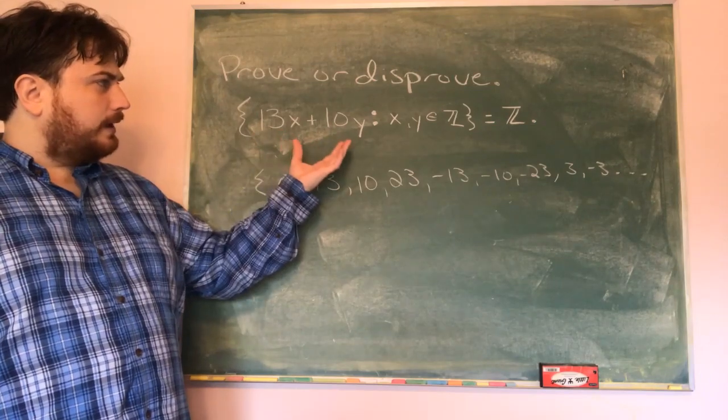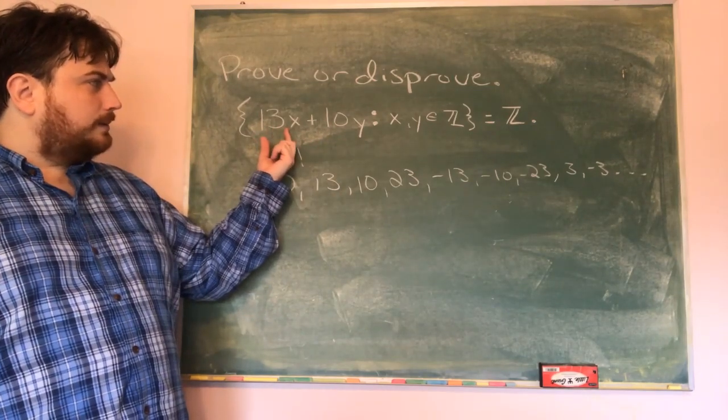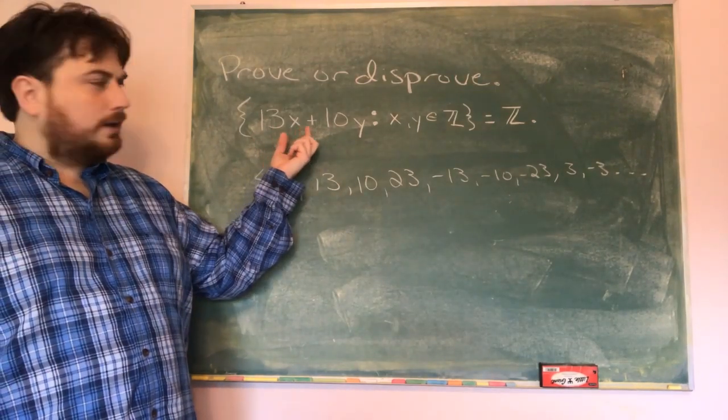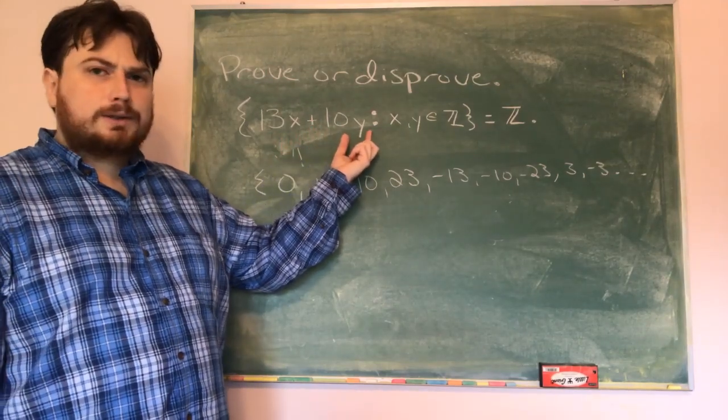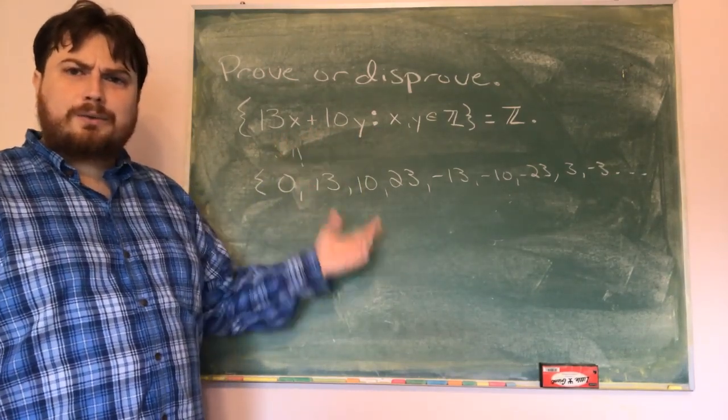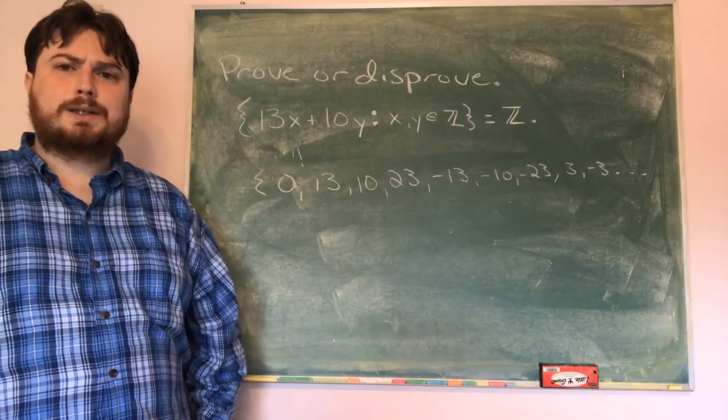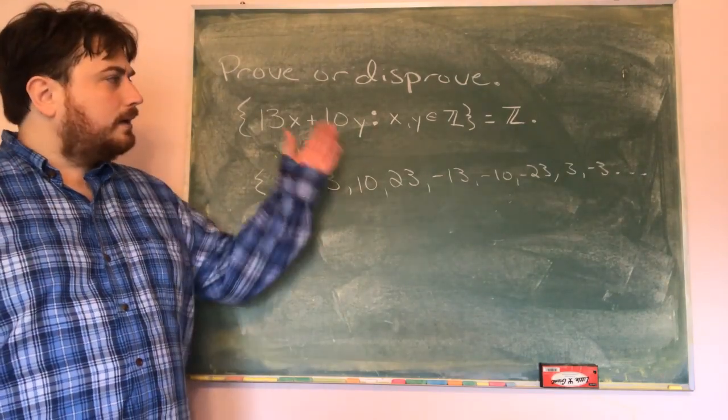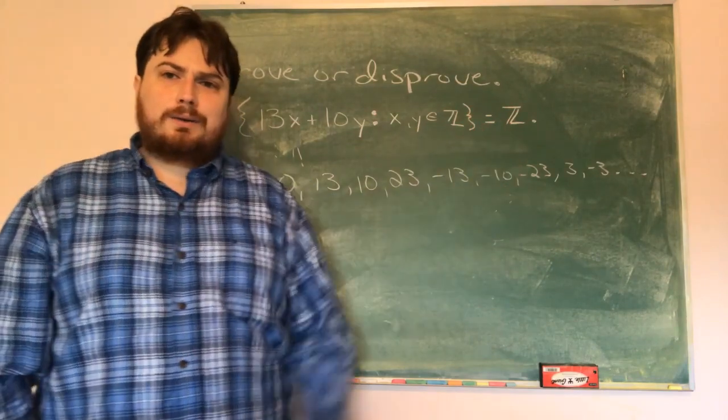If I pull the k in, I get 13 times k times whatever integer I use for x, plus 10 times k times whatever integer I use for y. And so I'm still going to get something of the form 13 times an integer plus 10 times an integer. So if I can get out 1, I really think I can get out all the integers.